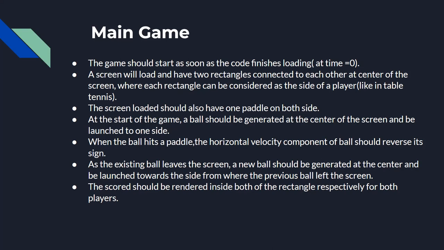It will be random. When the ball hits a paddle, the horizontal velocity component of the ball should reverse its sign. As the existing ball leaves the screen, the new ball should be generated at the center and be launched toward the side from where the previous ball left the screen. The score should be rendered inside both of the rectangles respectively for both players, as we saw in that. The score should be displayed on the game screen as well. Next slide.